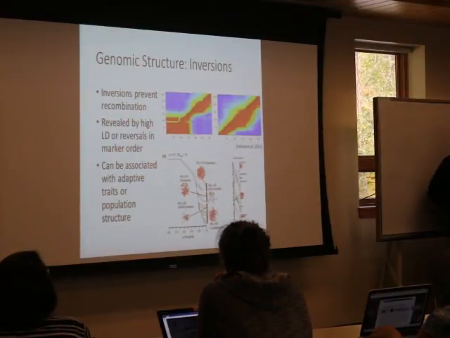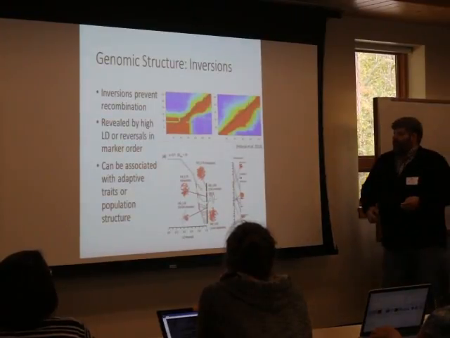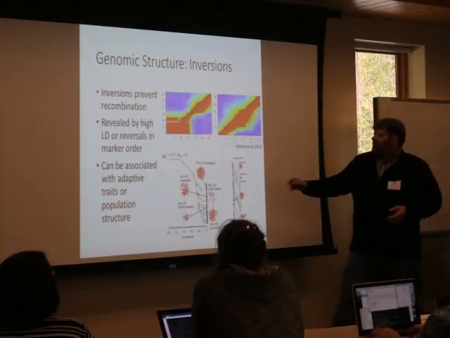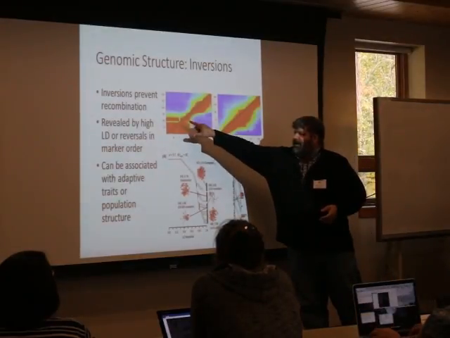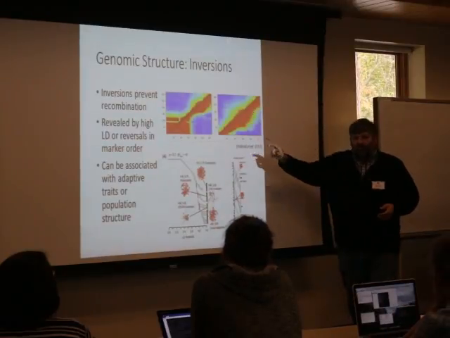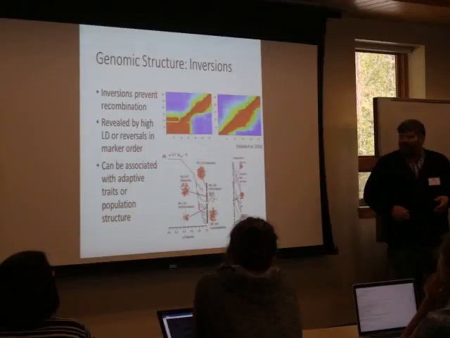You can also identify inversions. This top example shows how you can identify inversions by blocks of linkage disequilibrium. So this shows a block of really high linkage disequilibrium along the chromosome. This is what a normal sort of chromosome looks like. And this was a study in monkey flowers by Haleski.